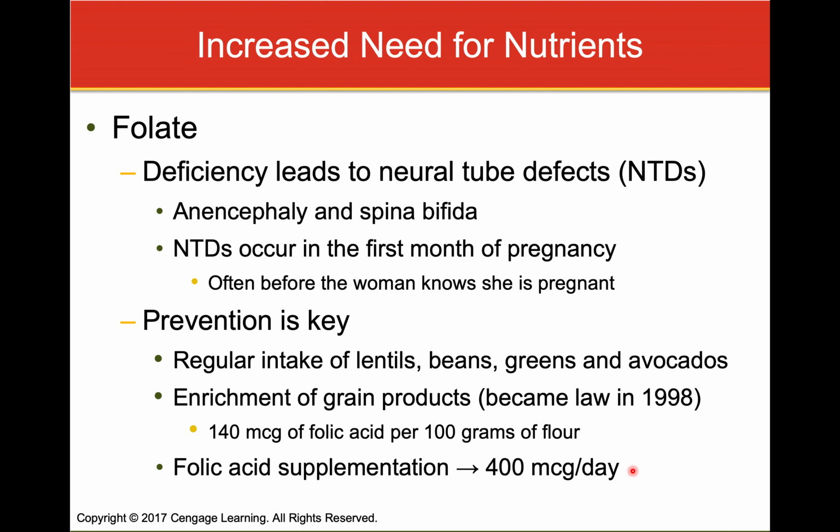Nevertheless, it is recommended for anyone who is planning to become pregnant to take a folic acid supplement, and the recommendation is to take 400 micrograms per day. This is another one that's going to become standard in any prenatal supplement that is prescribed by a physician or bought over the counter.